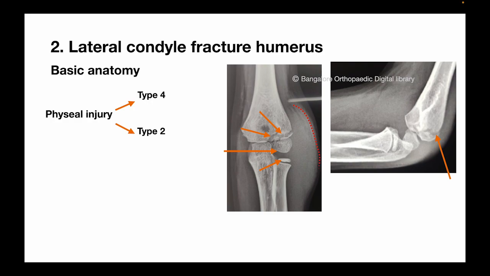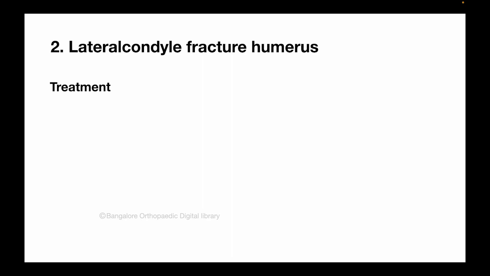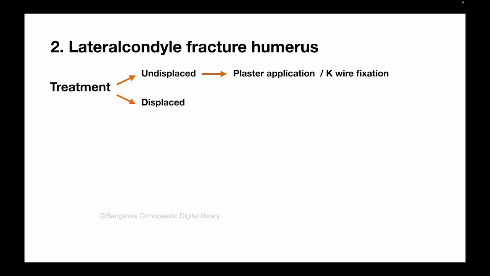Significant soft tissue swelling is marked here. Sometimes it is the only clinical sign in an undisplaced lateral condyle fracture. An undisplaced lateral condyle fracture may be treated in a plaster, but it's carefully monitored with serial X-rays to look for any displacement. Some surgeons just prefer an in situ K-wire fixation.